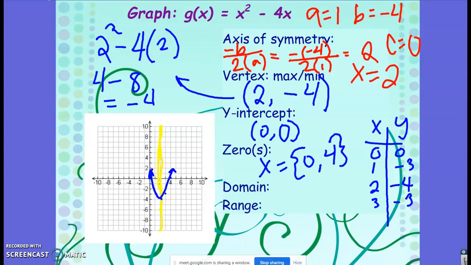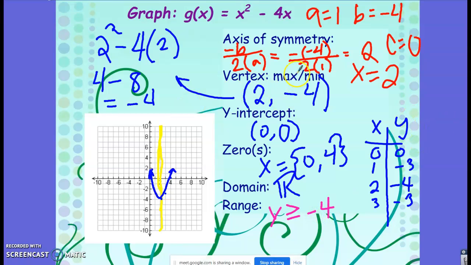Our domain is still all real numbers, or negative infinity is less than x is less than positive infinity. And our range, right here, can our points go lower than this vertex? No, they cannot. So our range is going to be anything above this line. But our graph is touching -4, so it has to be equal to. So it's y is greater than or equal to -4.